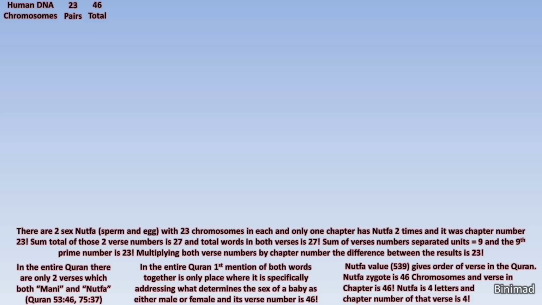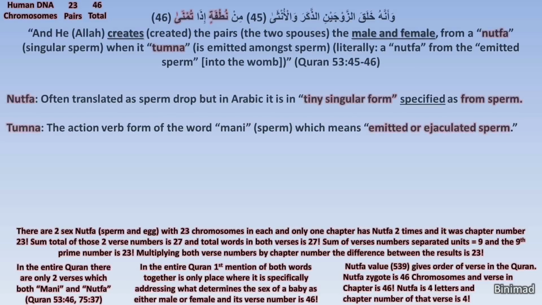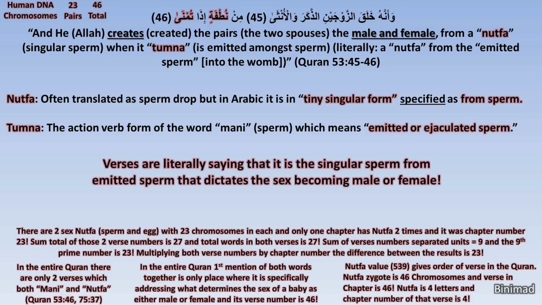This was in verses 45 and 46, which contain both words, which in English one means the ejaculated sperm, and the other means the single sperm cell. Allah said in the Quran, subhanahu wa ta'ala, and He creates the pairs, the male and female, from a nutfa when it is emitted. Literally, a nutfa from the emitted sperm into the womb. Note, nutfa is often translated as sperm drop, but in Arabic it is a tiny singular form, specified here as from sperm. Tumna is the action verb from the word mani, i.e. sperm, which means emitted or ejaculated sperm. So, the verses are literally saying that it is the singular sperm from emitted sperm that dictates the sex becoming male or female. This is truly miraculous.